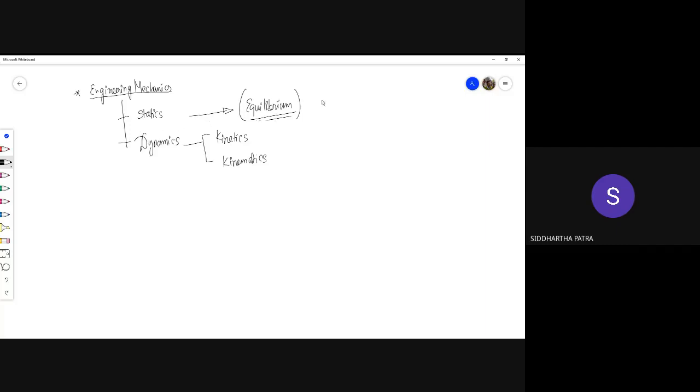More or less, the statics part would be the syllabus for your first class test, and mostly some portion of the statics, and mostly the dynamics part is going to be in the second class test, and the entire syllabus, as usual, would be considered for your semester exam. Okay.